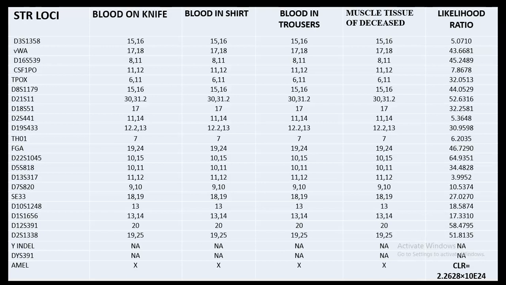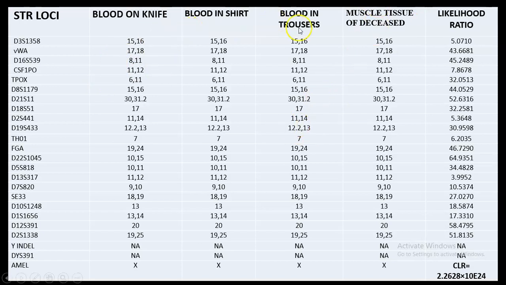So we can see the table of results here. These are the various markers or STR loci. This is the profile of the human blood that was found on the knife. This is the profile of the human blood found in the shirt. This is also the profile of the human blood found in the trousers. And these samples were compared to the reference sample, or the muscle tissue taken from the deceased woman at autopsy.